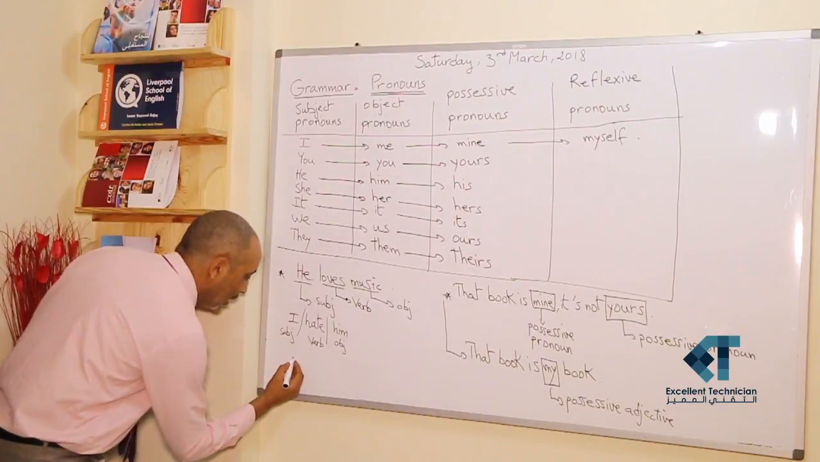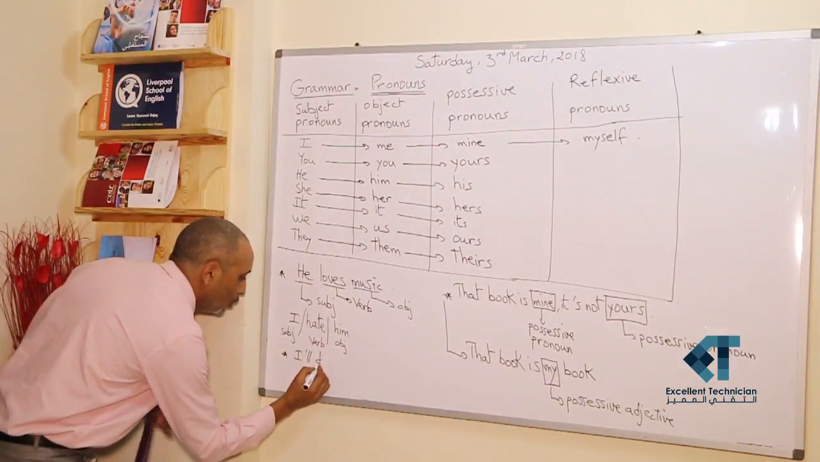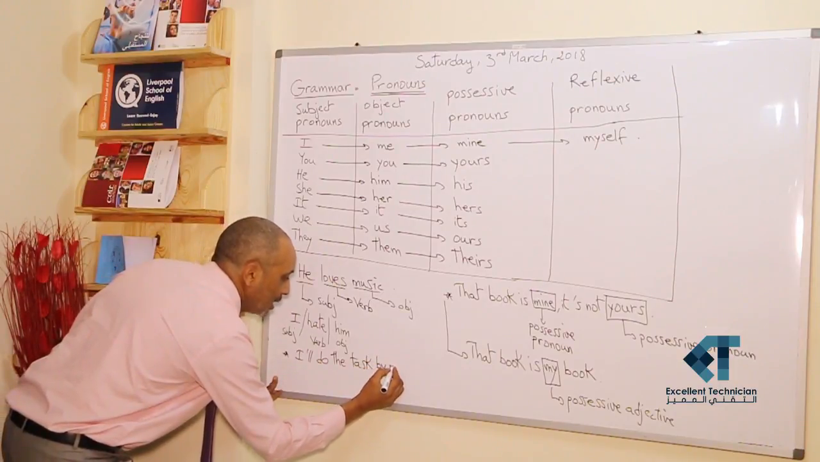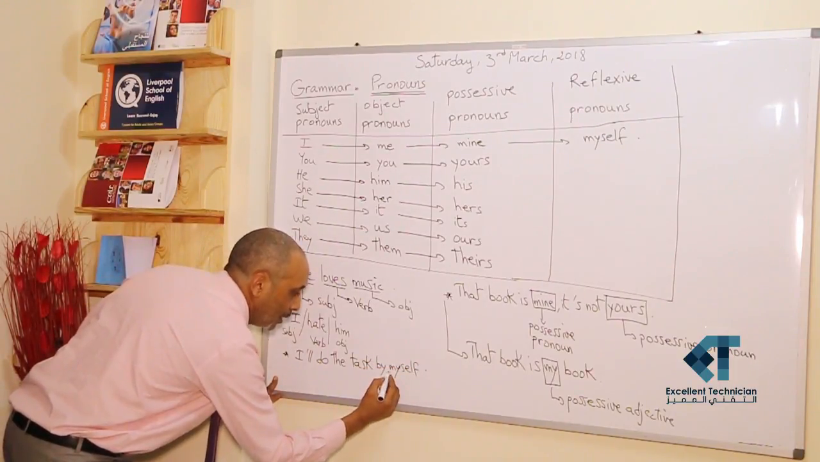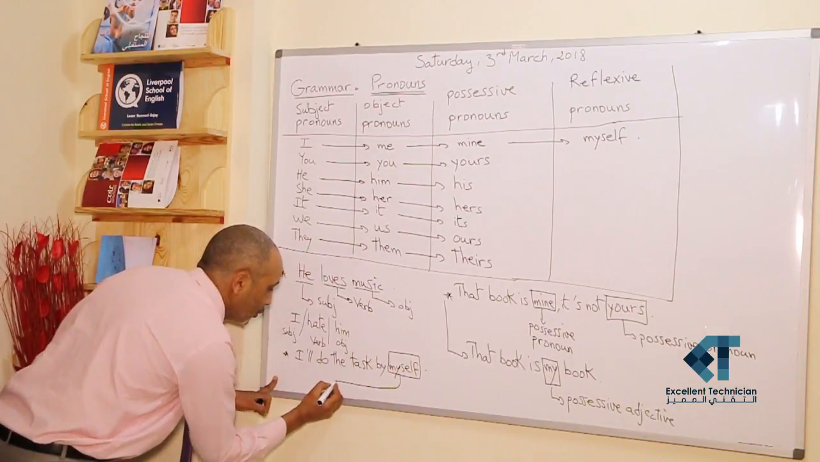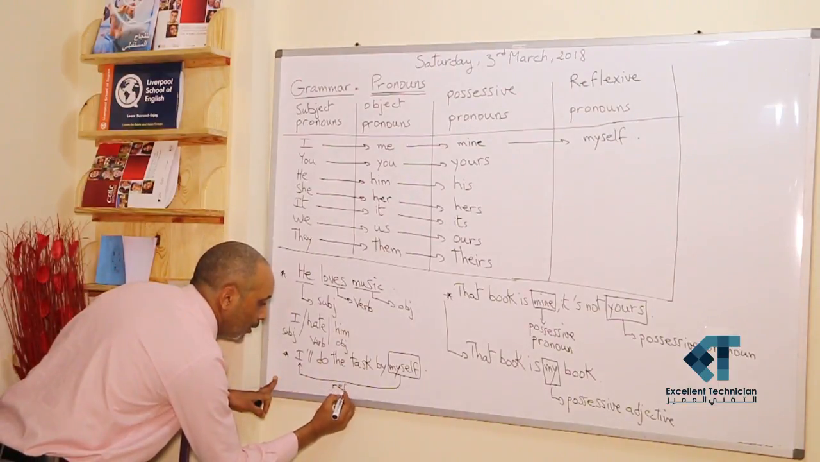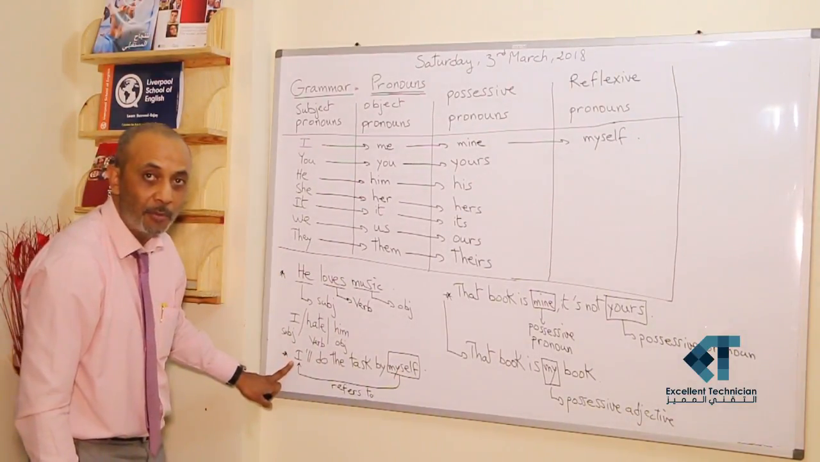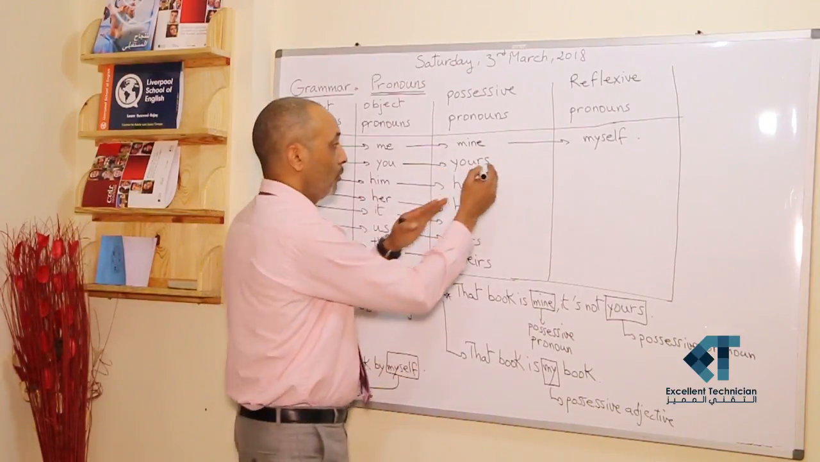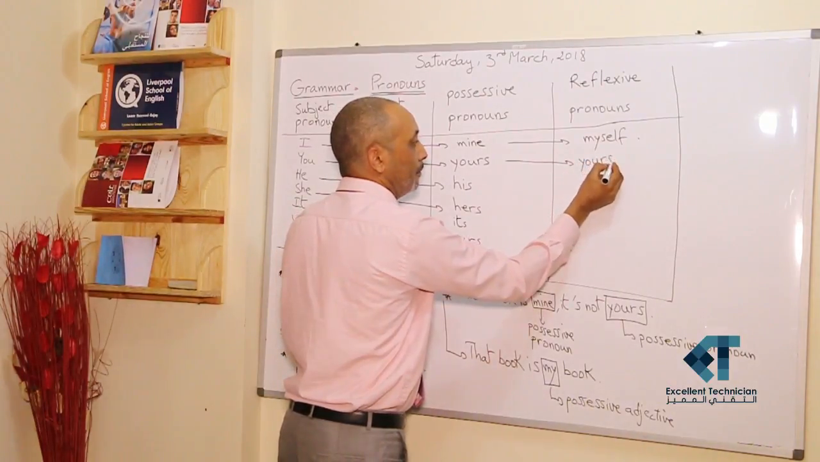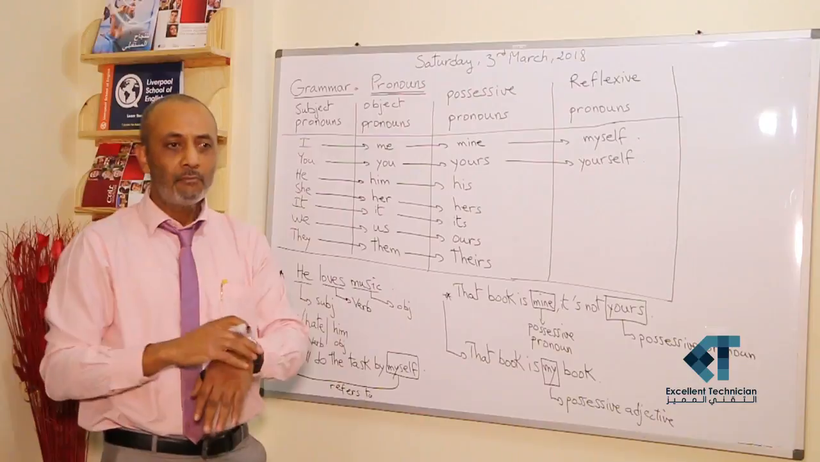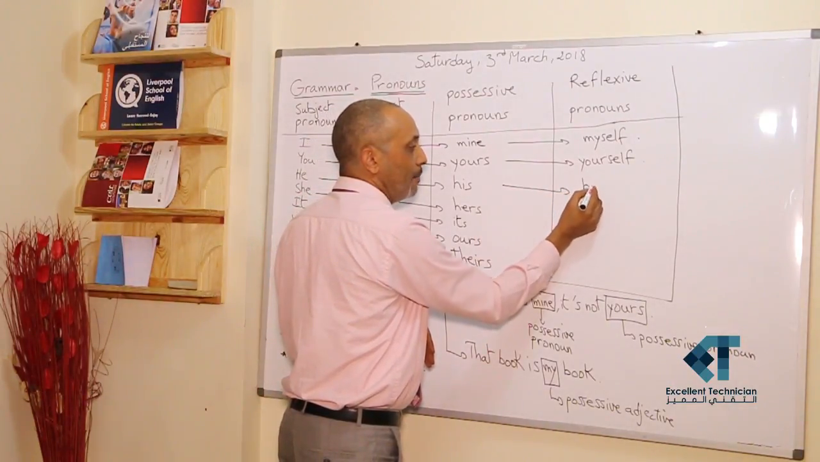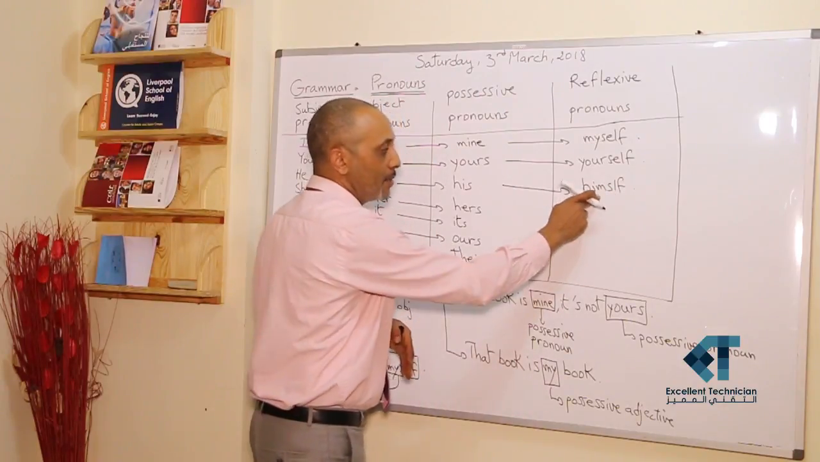For example, I'll do the task by myself. The word myself here refers to I. Myself refers to the subject pronoun I. If I'm referring to you, I would say yourself. I can say, for example, take care of yourself. Okay? Take care of yourself. Or he is taking care of himself. Himself refers to he.